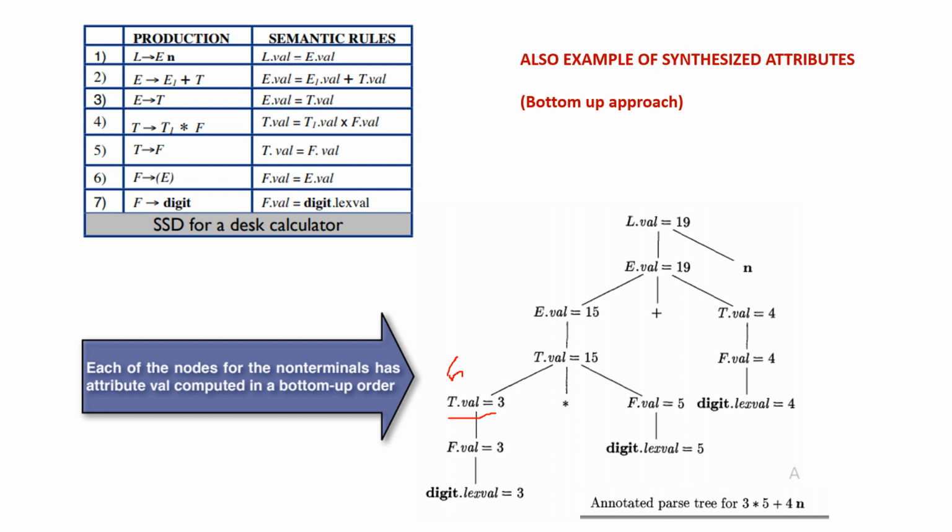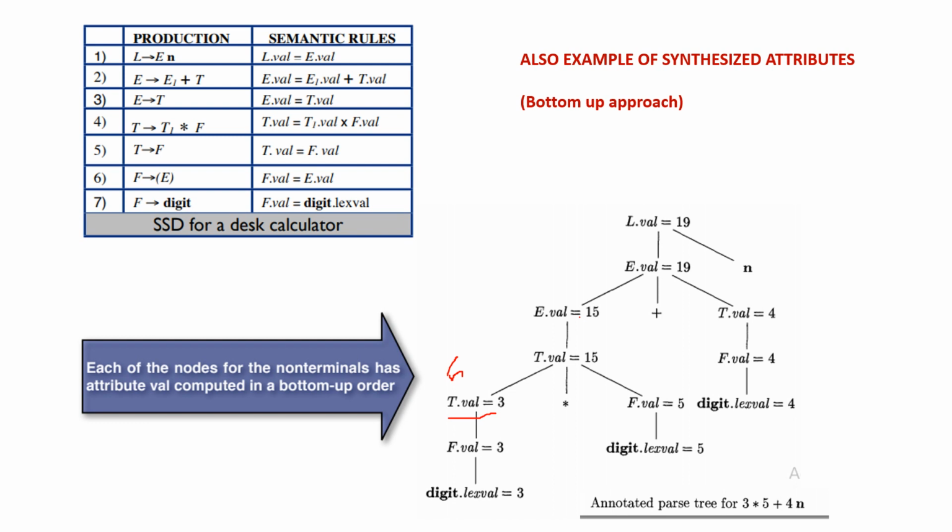So 3 times 5 is 15, which should be assigned here to t.val, according to production number 3. This 15 should be assigned to e.val. Next, we have e.val equal to t1.val plus t.val. For that it requires another value, 4, which should be assigned to f.val, because f.val is directly taking the digit, and then that is assigned to t.val. Here we have to add 15 plus 4 according to production number 2, and it should be assigned to the root, 19.